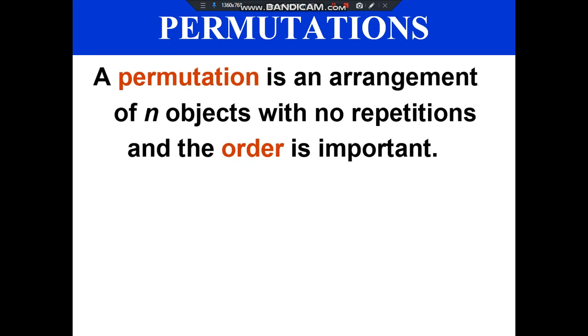The first lesson that we will be having is about permutation. So what is it? A permutation is an arrangement of n objects with no repetitions, and the order is important. So take note of the highlighted words, permutation and order. This is an arrangement of letters, numbers, or any objects where the order is taken into consideration.